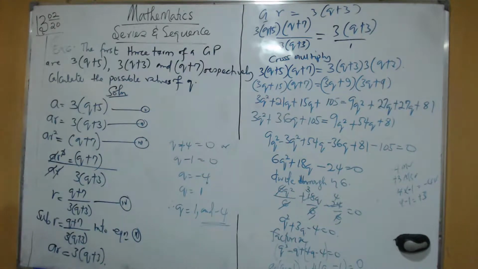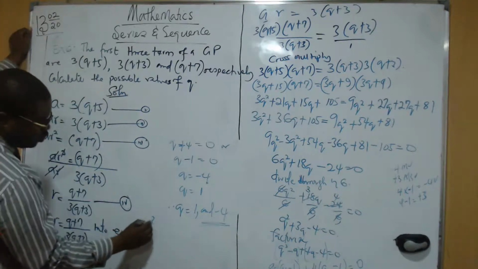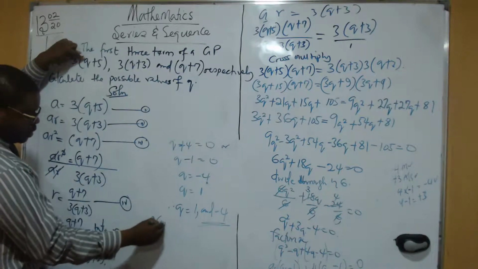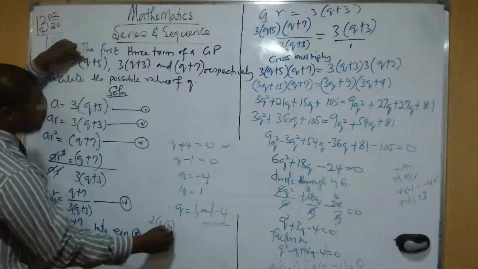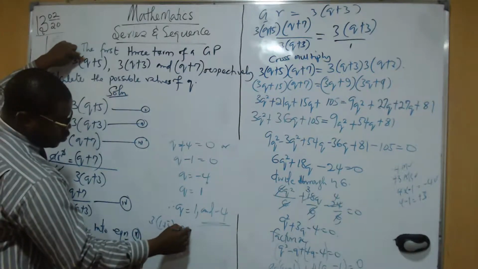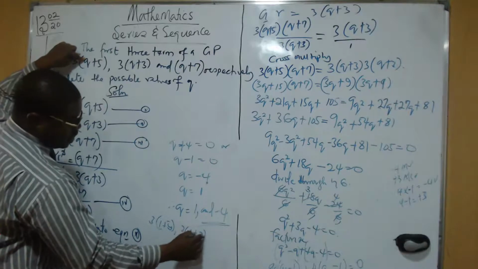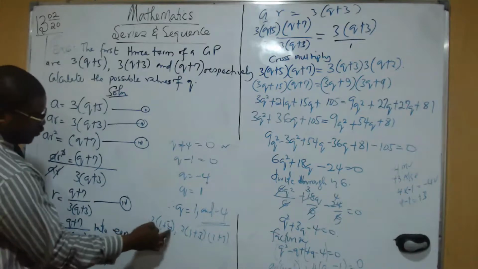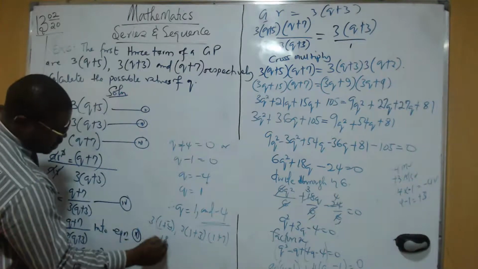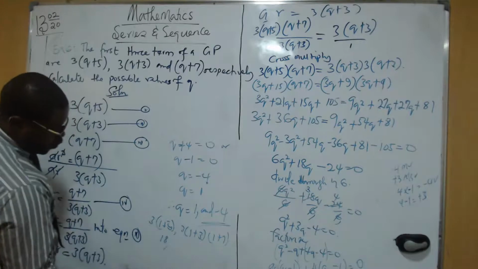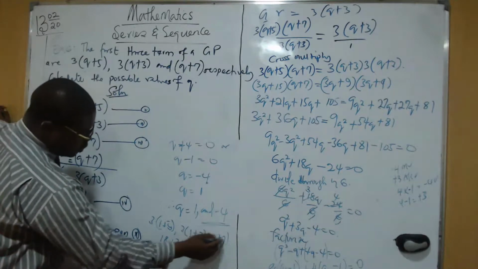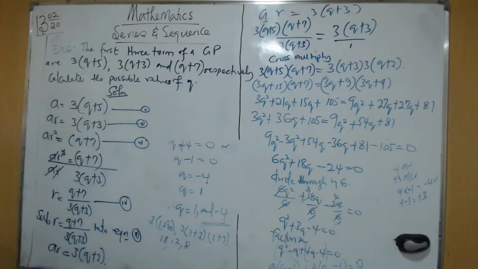See again, another technique in solving this problem. If I have 3, my Q is what? The first one is 1 plus 5, then 1 plus 3, then 1 plus 7. Now, 1 plus 5 is 6, 6 times 3, you have 18. 1 plus 3 is 4, 4 times 3 is 12. 1 plus this, I have 8. Now, if you look at this, the common difference is not the same.